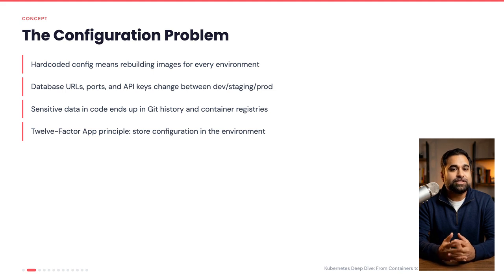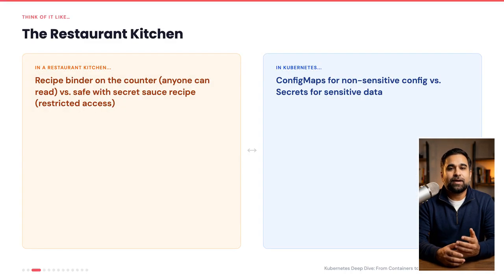Imagine you're running a restaurant. In the kitchen, you've got a recipe binder sitting on the counter. It contains portion sizes, cooking temperatures, ingredient lists, plating instructions. Any cook can walk up and read it. The information isn't secret, it's just operational details that might change. Maybe lunch portions are smaller than dinner. Maybe you adjust the spice level based on customer feedback. That recipe binder, that's a config map.